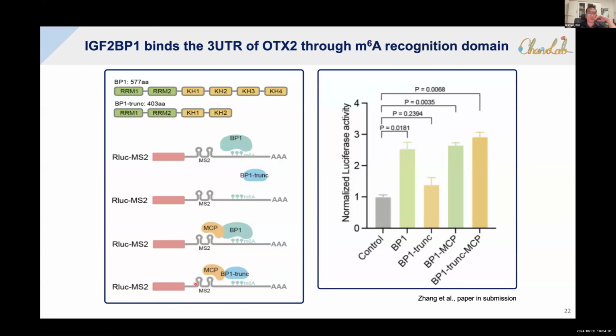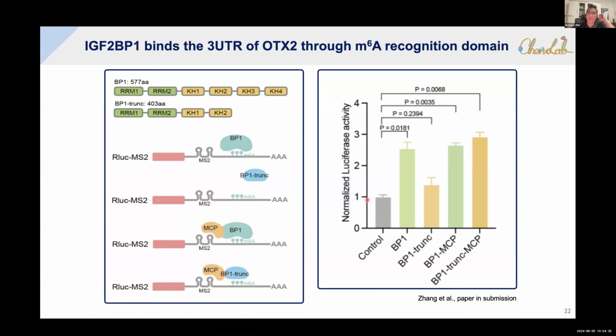So if we put the MS2 upstream of the OTS2 3' UTR, and we put this MCP and the BP1 truncated fusion protein, so we can tether this truncated form of BP1 to the 3' UTR of the OTS2 downstream of the luciferase, and in this way, in theory, it will activate the stabilization of this RNA.